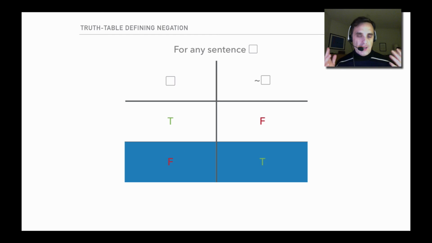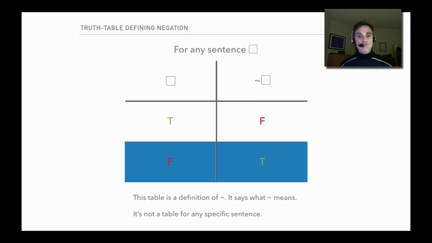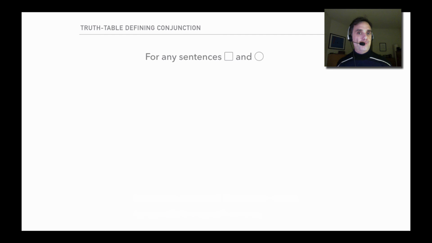And that actually tells us what negation means. It tells us that negation just reverses the truth value of the unnegated sentence. So any sentence you have, you can form the negation, and the negation of the sentence has the opposite truth value as the sentence itself, and that's all that negation means. It just says I have the opposite truth value of the sentence that you hooked me up to. This isn't a table for any specific sentence. It's a very generic table because it says for any sentence whatsoever, here's how the truth value of the negation of that sentence would go.